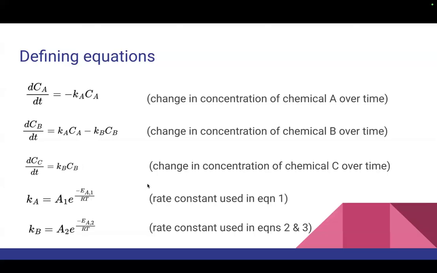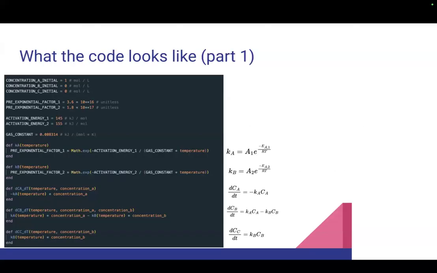So the reason I talk about these equations is because you need some sort of mathematical model in order to do a simulation. This is the code for the equations that I just talked about. On the right here is the equation, and on the left is the code or the method for that equation. Ka takes an argument of temperature. Everything else is a constant. Kb also takes an argument of temperature. dCA dt takes an argument of temperature and concentration.